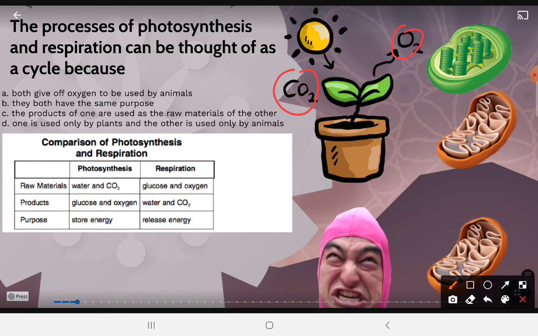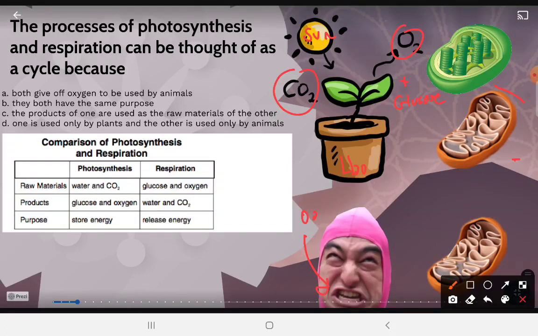So let's just write them down. Sunlight, CO2, and then water in the plant pot. And that's going to give you oxygen and glucose. So then, what do humans eat? Well, we have to breathe in oxygen or we die, right?